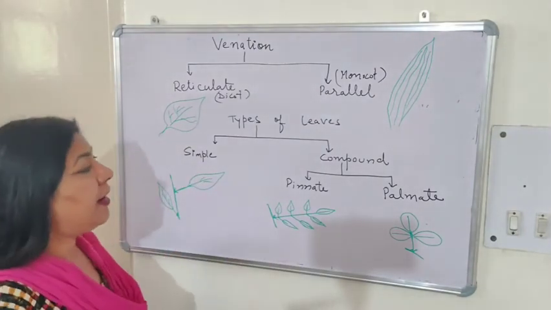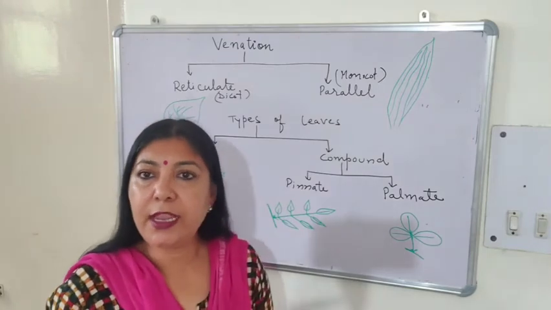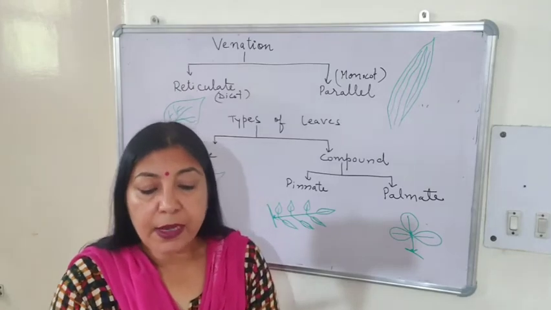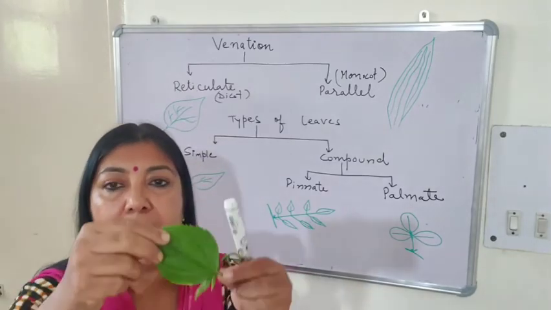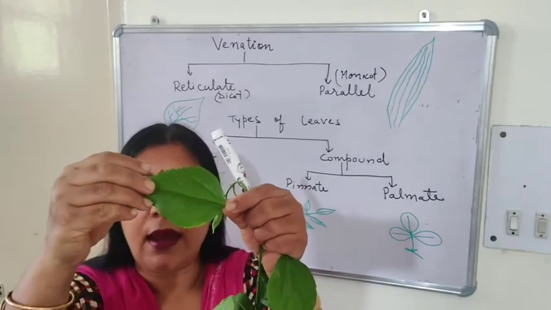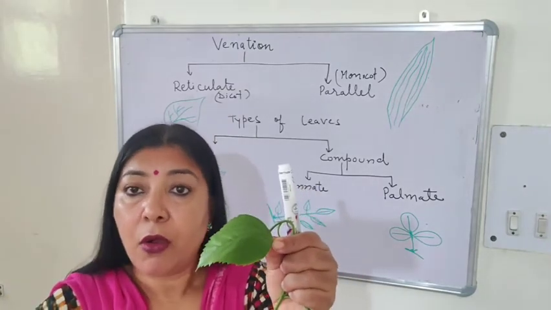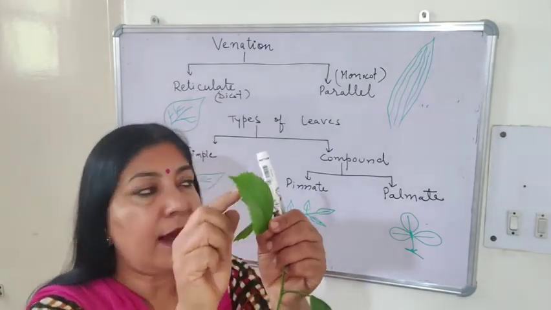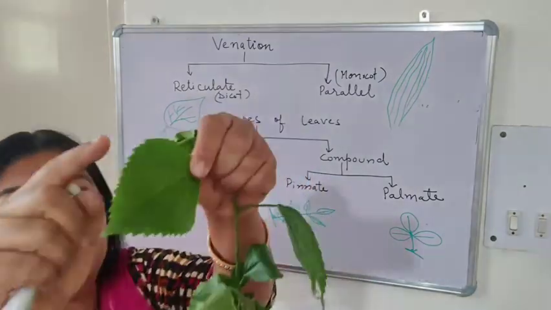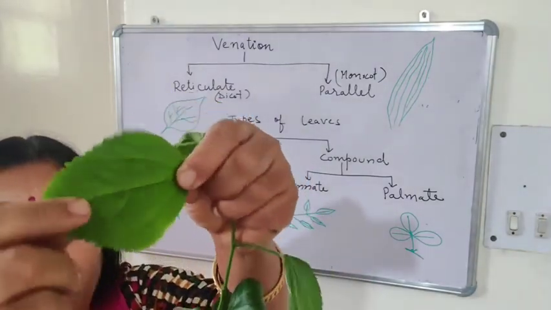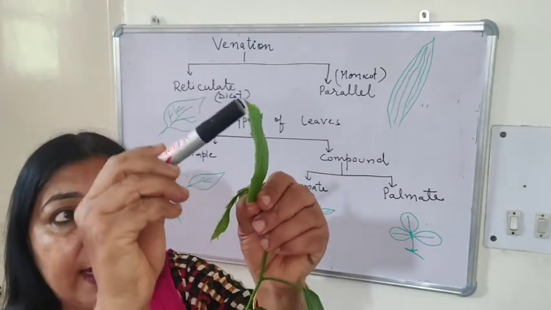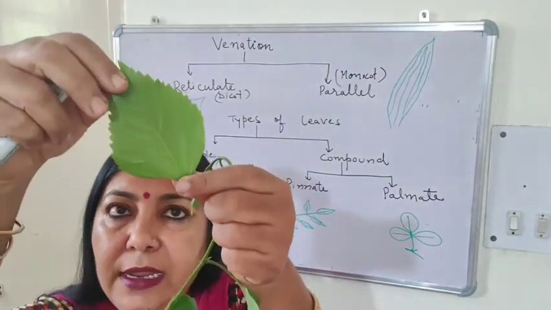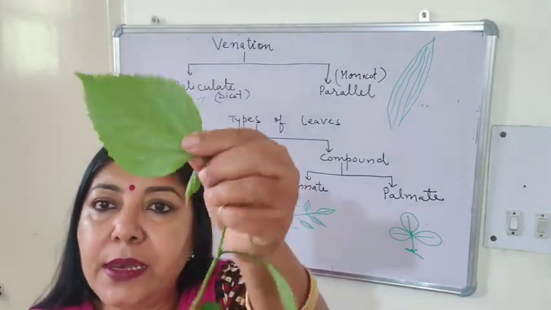Then next comes the types of leaves. Leaves can be divided into two main types, simple leaves and compound leaves. What are simple leaves? Simple leaves are those where the lamina is entire, or where the lamina is incised, with certain cuts. You can see some cuts are also there, but that incision is not touching the midrib. In that case, it is a simple leaf.